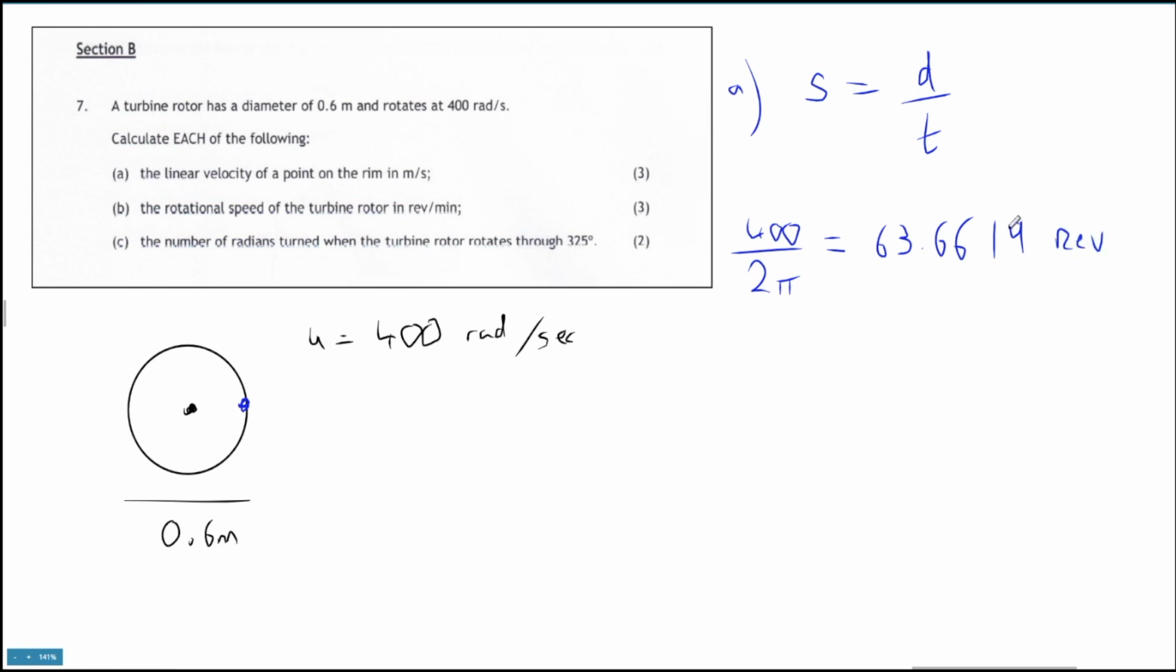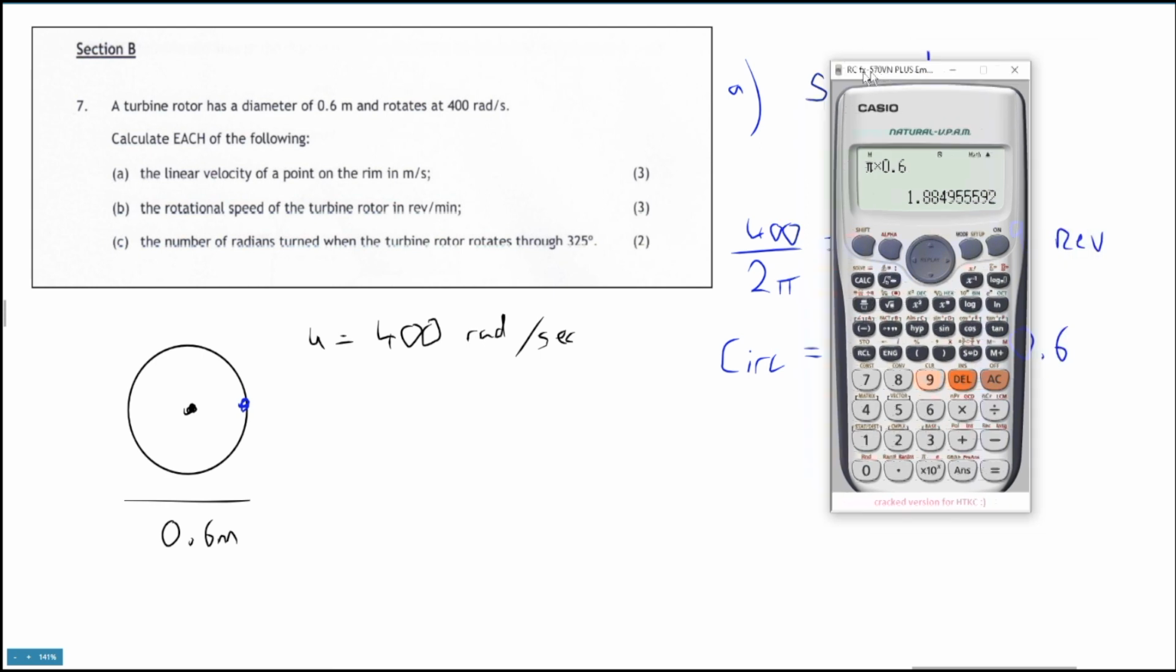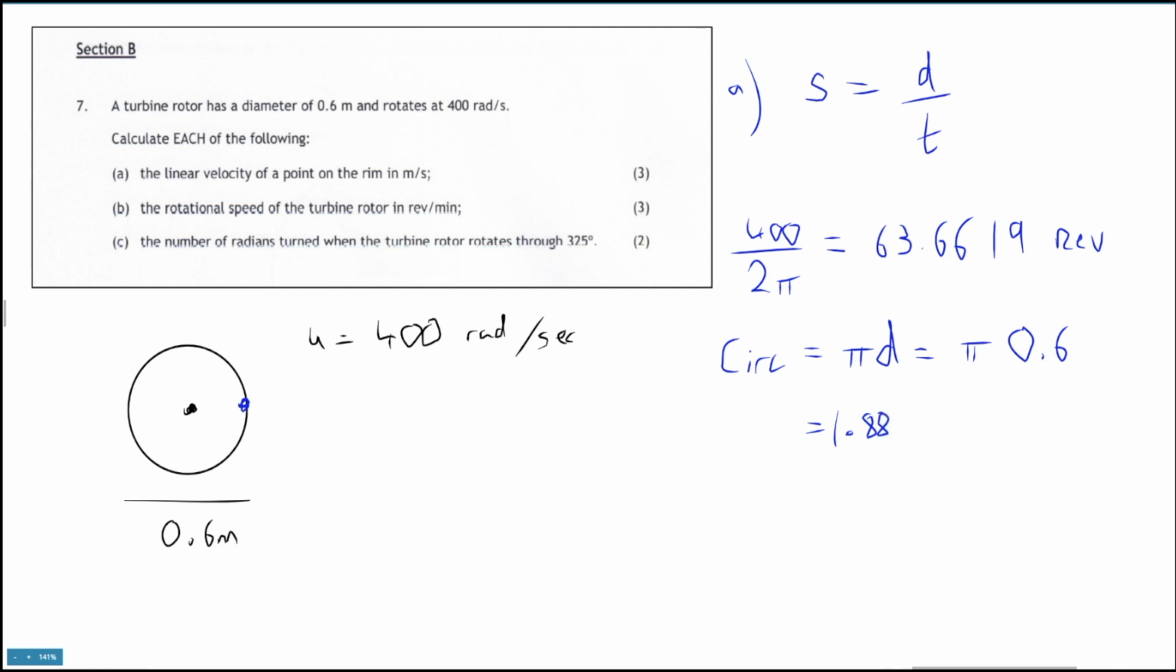So first thing I did, I converted into revolutions. Maybe it's not the best way to do it, but it's the way I'm doing it right now. Then how far is that to travel? How far does it go all the way around? The distance would be the circumference of that circle, given by pi d. I already know what d is, so this is equal to pi times 0.6, and we get 1.8849555 meters.